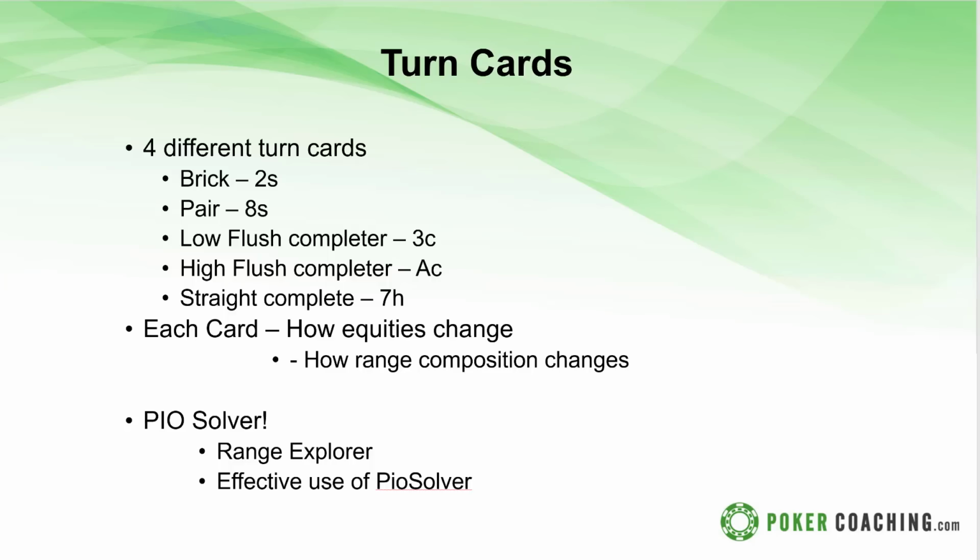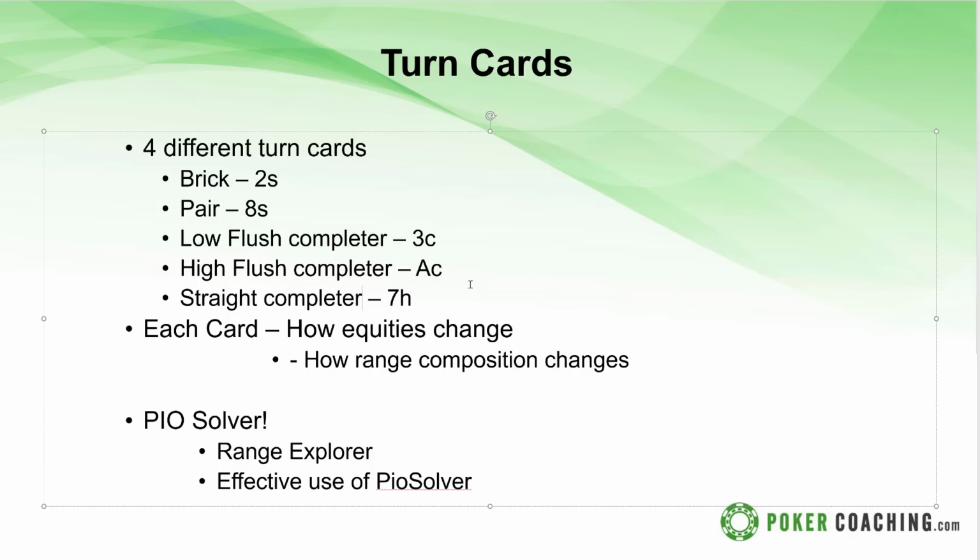First, actually, we're going to look at the low flush completer, so the 3 of clubs, the high flush completer, the ace of clubs. We're going to look at the pairing card, so when an 8 comes and it pairs the board. And we're going to look at the straight completer. There should be an R there. The straight completer, so the 7 of hearts, when the gut shot straight draw gets there on the flop.